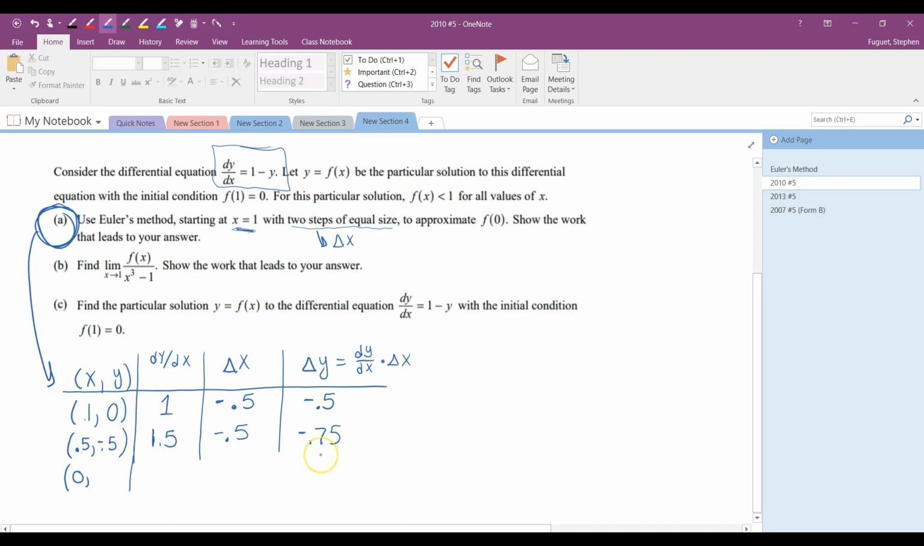And negative 0.5 plus negative 0.75, that's going to give me a grand total of negative 1.25. You can also write that in fractional form. And so the answer here for part A is just going to be f of 0, and we should change that from equal to approximate. Let me find my eraser. So we're going to change that to approximately negative 1.25. And that's going to be my answer for part A of this question.